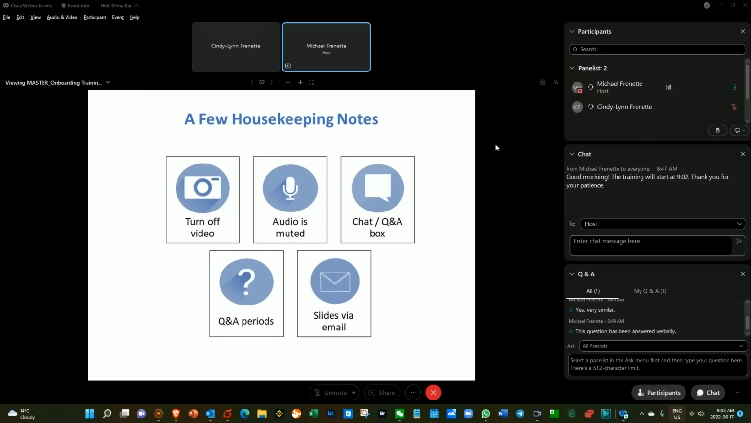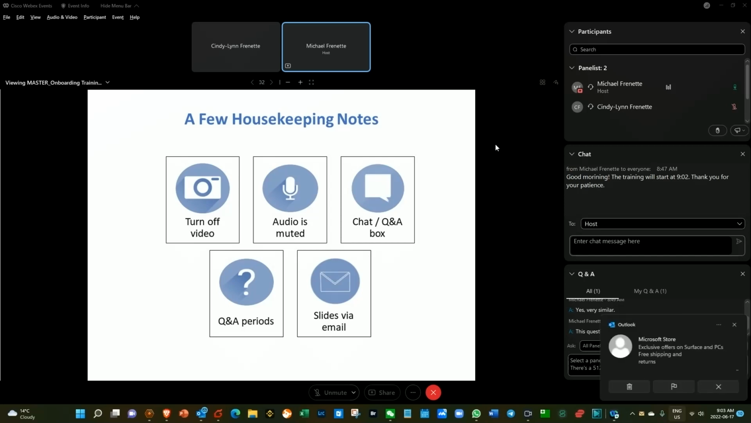On the right-hand side of your screen, you'll notice a chat box and a Q&A box. For the question and answer period, we'll use the Q&A option, again located on the right-hand side of your screen. Throughout the presentation this morning, there will be several Q&A periods, where I will answer questions on the topics that were covered.